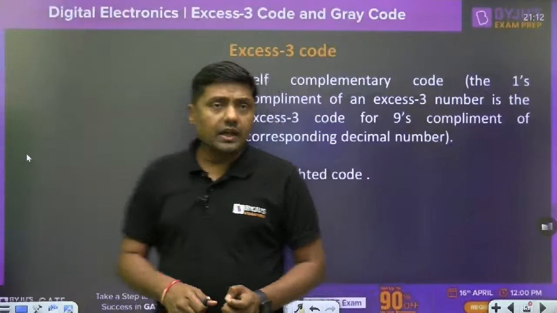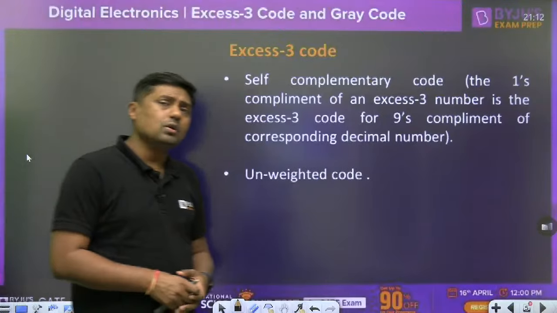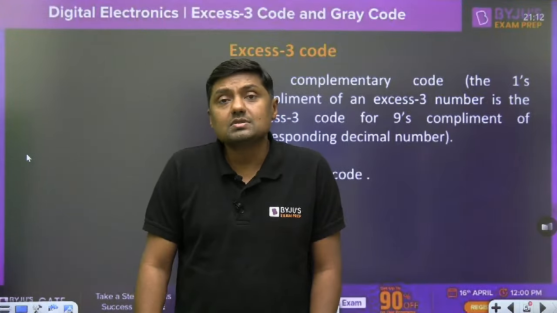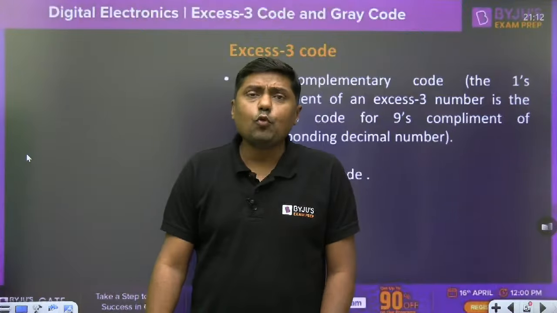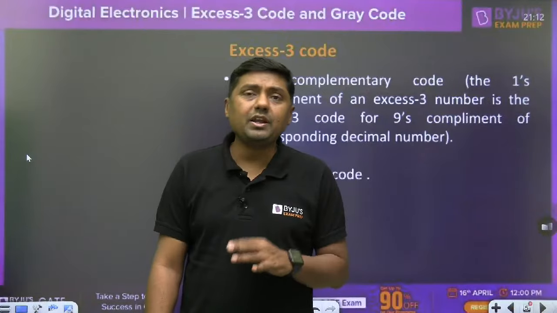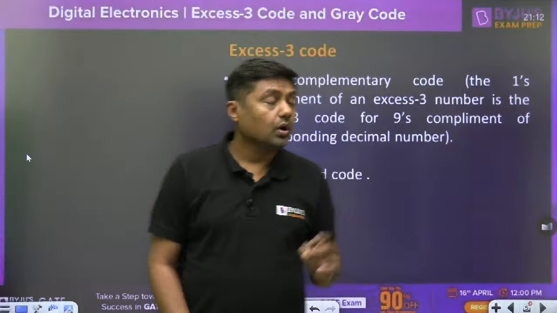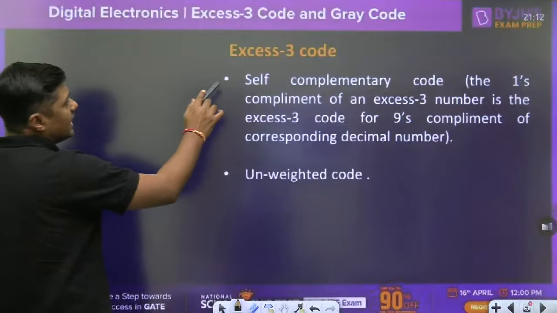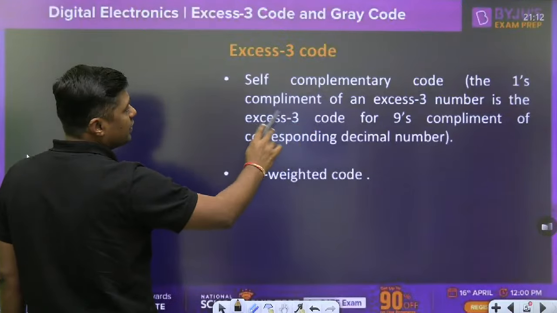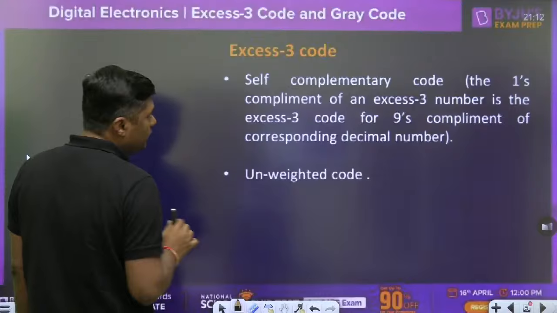Okay, then the second important thing, Excess-3 code. What is the Excess-3 code? In a previous class we have discussed self-complementary code. Self-complementary code means we can directly find the 9's complement by simply complementing each bit, 0 to 1 or 1 to 0. The 1's complement of an Excess-3 number is the Excess-3 code for the 9's complement of the corresponding decimal number. It is an unweighted code.